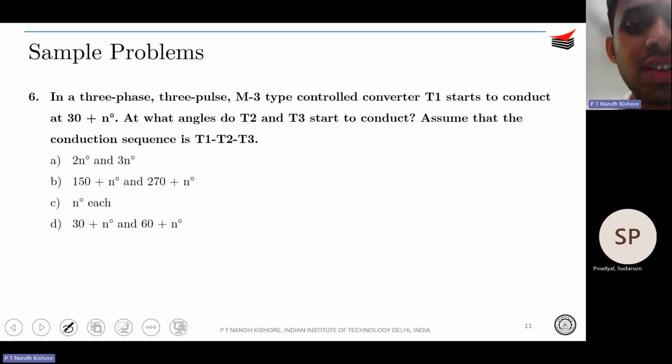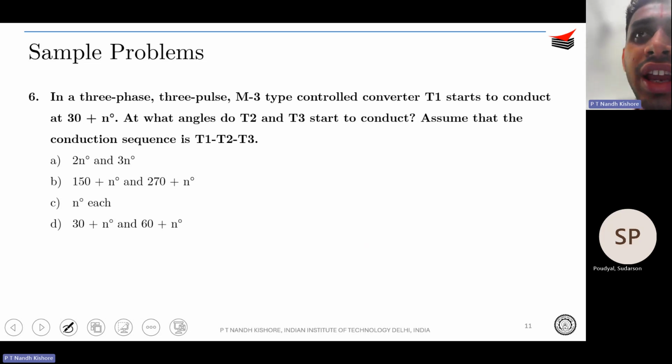Okay. In a three-phase, three-pulse M3 type controlled converter, it's a three-phase controlled converter and it's a three-pulse converter, right? So I guess you're able to imagine the three-pulse converter. Anyway, I have the slide. T1 starts to conduct at 30 plus N degrees. At what angles do T2 and T3 start to conduct?